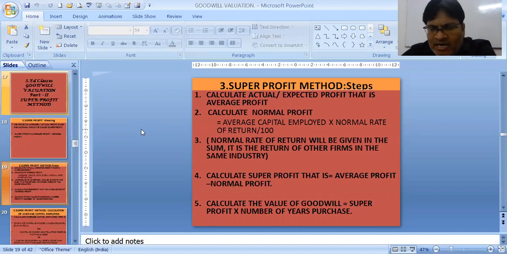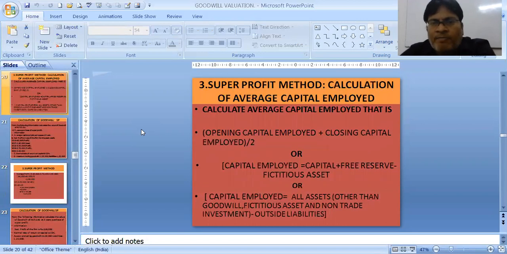There is one more method that comes under the capitalization method. Super profit calculation needs the average capital employed. How do we calculate that? Because normal rate into average capital employed is normal profit. In order to get the normal profit, we have to know the capital employed. There are different ways to get capital employed, as given in the sum. It can be opening capital and closing capital given. We will just add both of them and divide by 2.